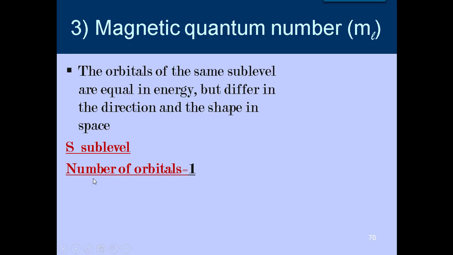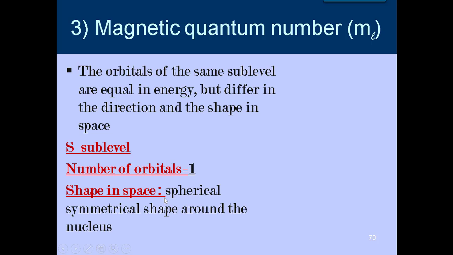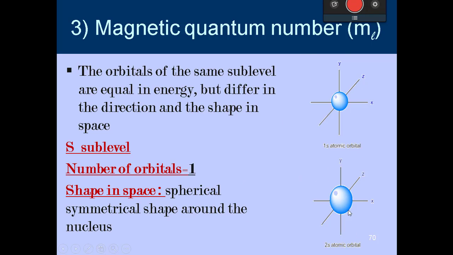S consists of one orbital and its shape is a spherical shape around the nucleus. As you observe here, we have one S orbital and here is 2S orbital which is a little bit bigger than 1S, but both of them have spherical symmetrical shape around the nucleus.